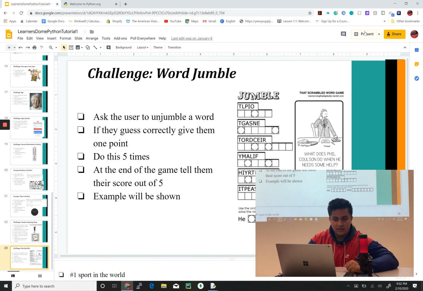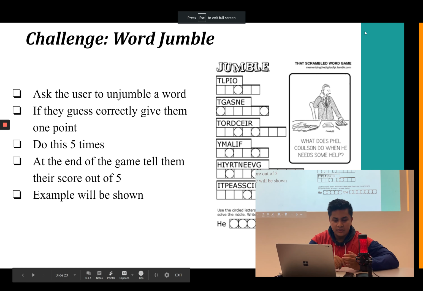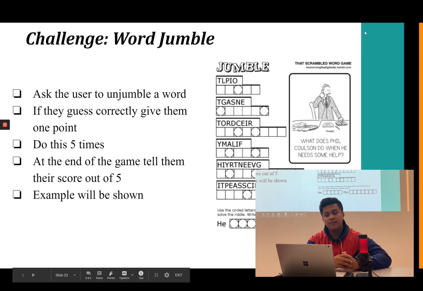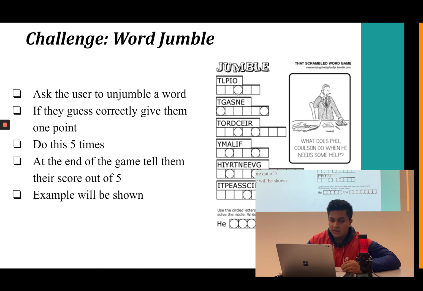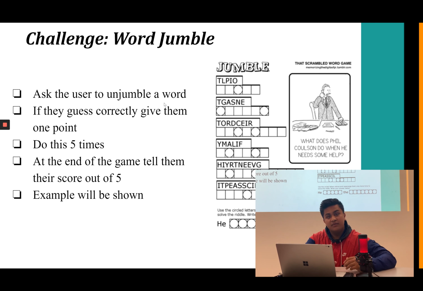Our last challenge for this set is word jumble. What we're going to do in word jumble, similar to this example right here, is give the user a bunch of scrambled letters and tell them to unjumble the word. If the user guesses correctly, we'll give them 1 point. We're going to ask them for 5 words, doing this 5 times. Then to end, we're going to tell them what their score is out of 5.